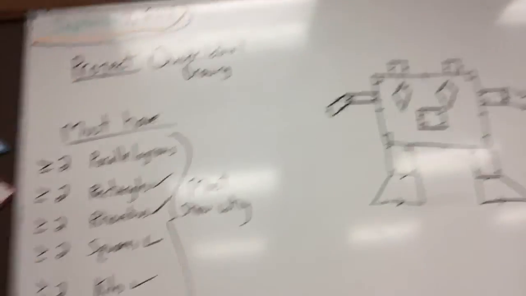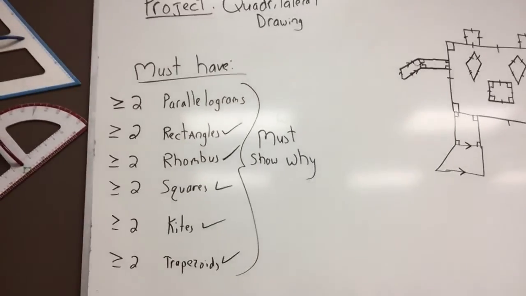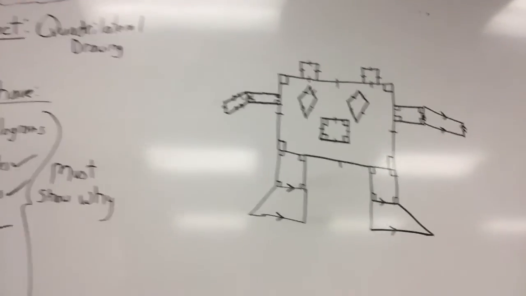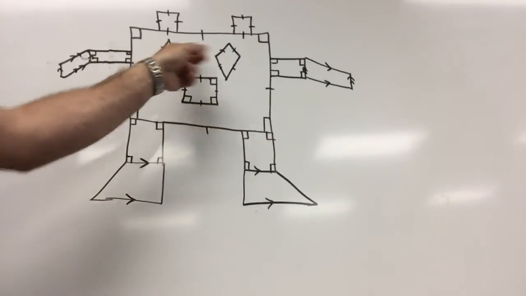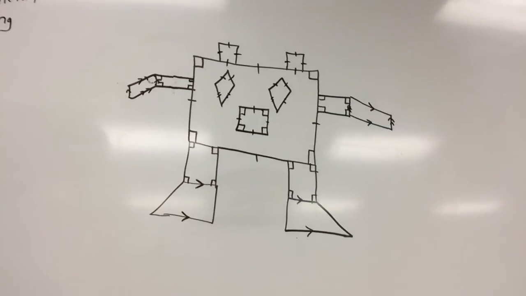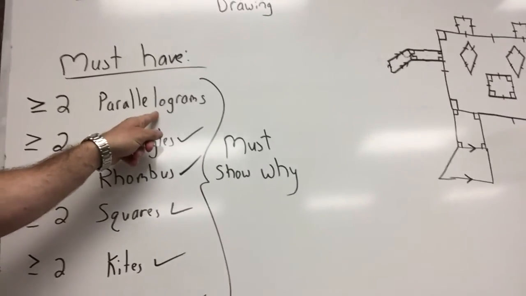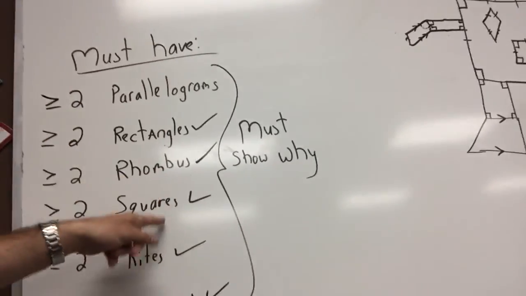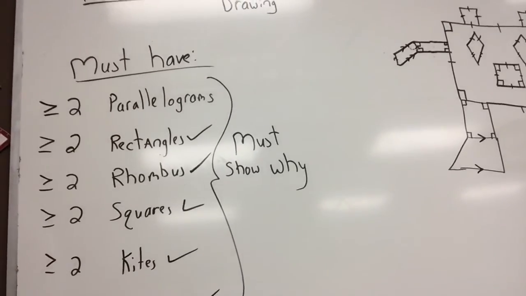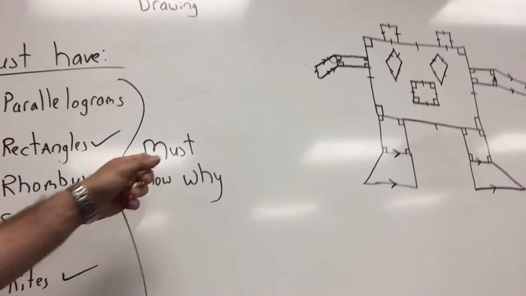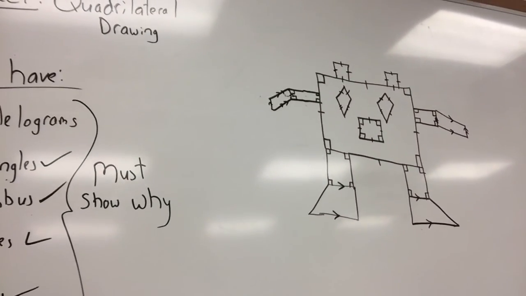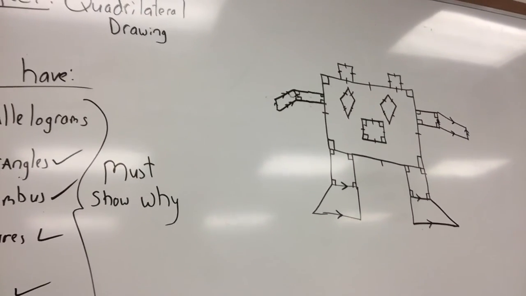Okay, I'm going to come up here. So here's our stuff that has to happen. Here's me showing it's a trapezoid, it's a rectangle, it's a square, they're kites. You need to have all of this. Here's how the grading's going to work. For my two parallelograms, 2 points, 4 points, 6 points, 8 points, 10 points, 12 points. Showing why is 8 more points. This is a 20-point project that is due when?